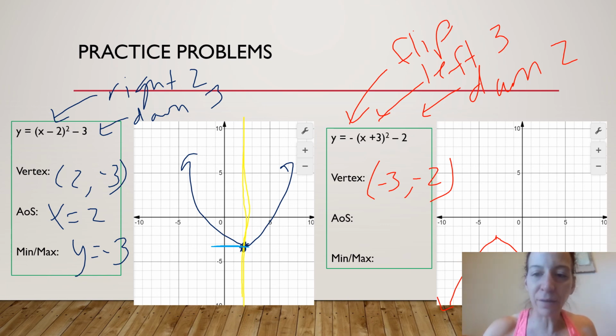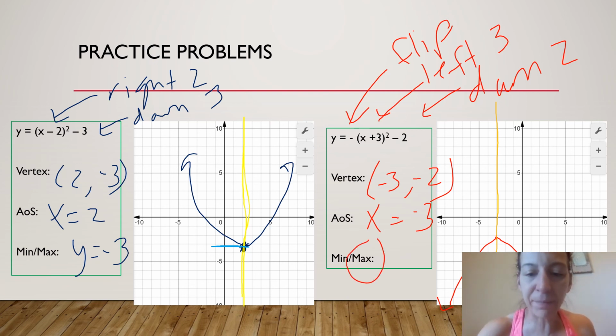The axis of symmetry is running right through the center there, and that is going to be at x equals -3. And in this case, it is a maximum, okay? And that maximum value is the highest y value. So the highest y value is y equals -2.